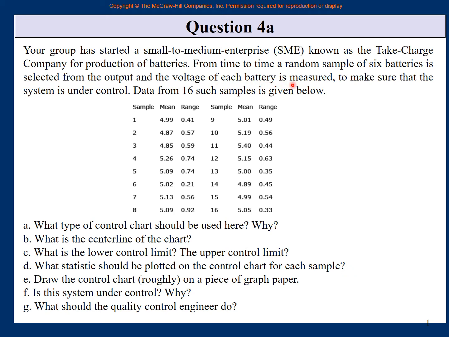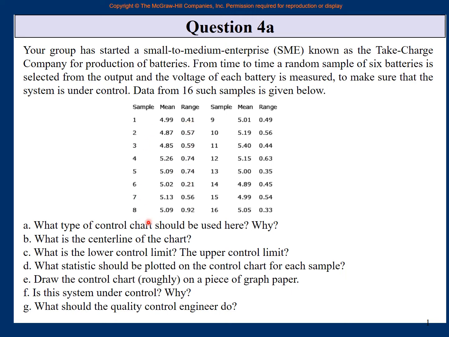And the voltage of each battery is measured to make sure that the system is under control. Data from 16 such samples is given below, right? So whenever you test one sample is 6 pieces and you take the average. So sample 1, this is the mean value. Sample 2, it is the mean value. So 8 values are given here, and then 9 to 16 samples, these are the mean values. So the mean values are given and the ranges are given, minimum to maximum ranges.